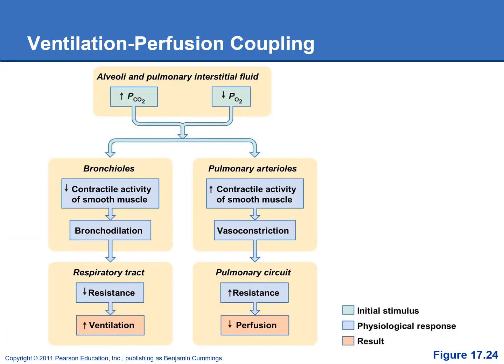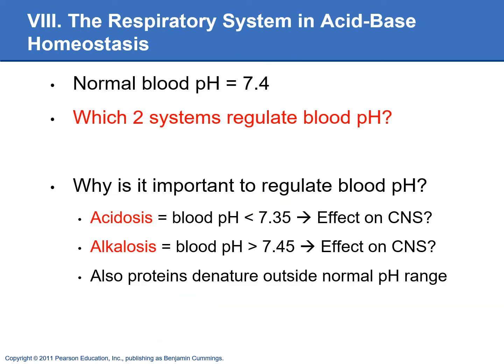And then this is just a nice flow chart that shows ventilation-perfusion coupling. Acid-base balance is really important in the body. The body wants to maintain a blood pH around 7.4, and it can vary between 7.35 and 7.45, but if you get outside of that narrow range, that's going to cause a lot of problems and could kill you.